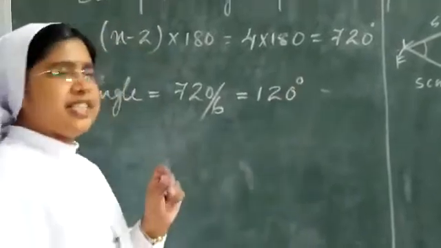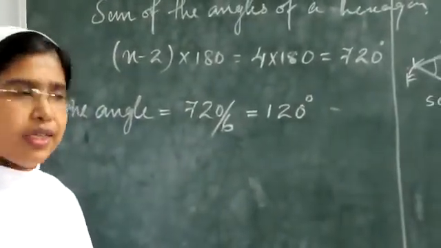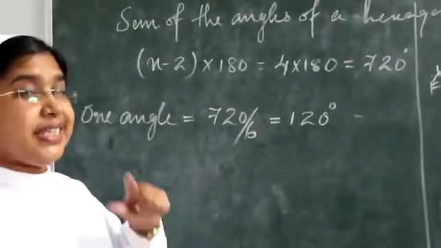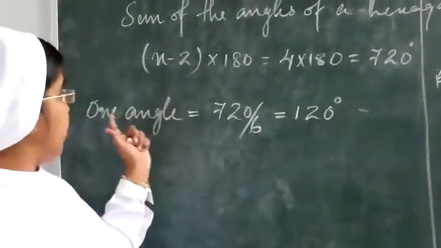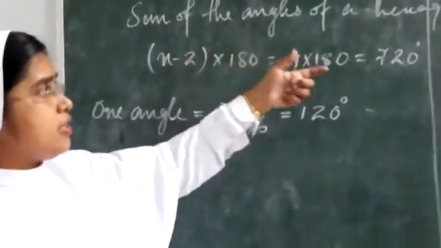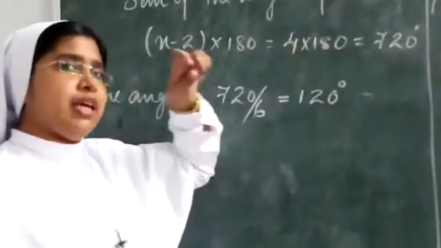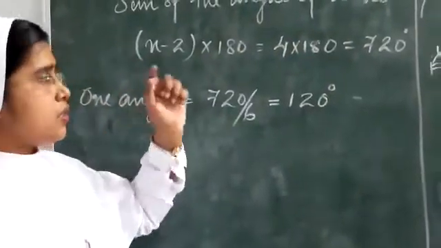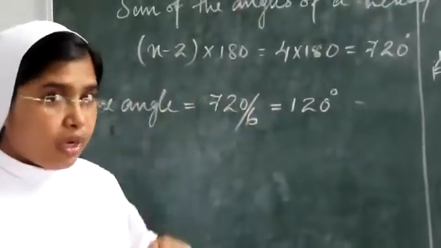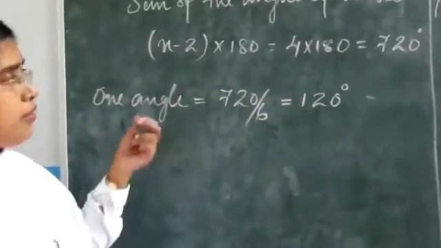So one side is equal to 120. Is it clear to you? Because it is at equal angles. So we found out one angle, that is 120. How did we find out? The sum of the angles we found out first, 720. The number of sides we know, that is 6. So total angle divided by number of sides, that is 120, that is one angle. Now what is the question?